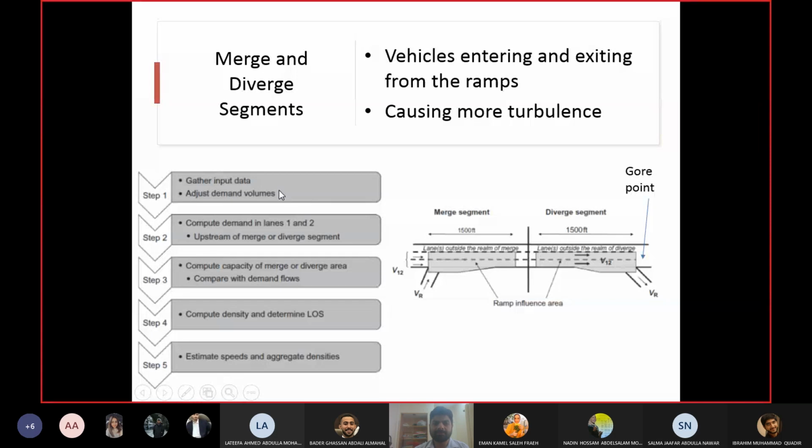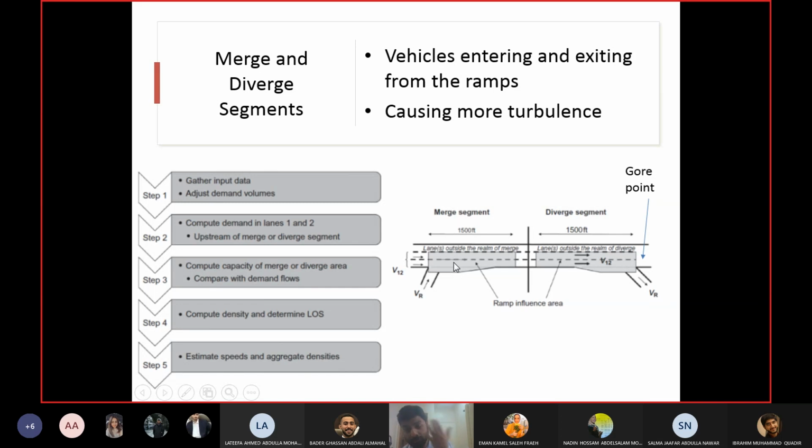Gather the data, adjust demand volume. Then an extra step here, which is to find out the demand volume in these two lanes, lane 1 and lane 2, which are near the ramp. The first two immediate lanes near the ramps. This is what they call lane 1 and lane 2. They are saying turbulence mainly happens in the downstream segment if it is an on ramp, and the upstream segment if it is an off ramp, and it happens in the two immediate lanes to the ramp.